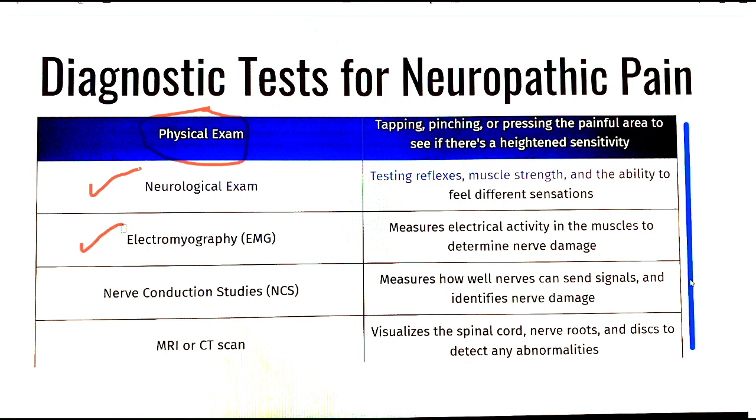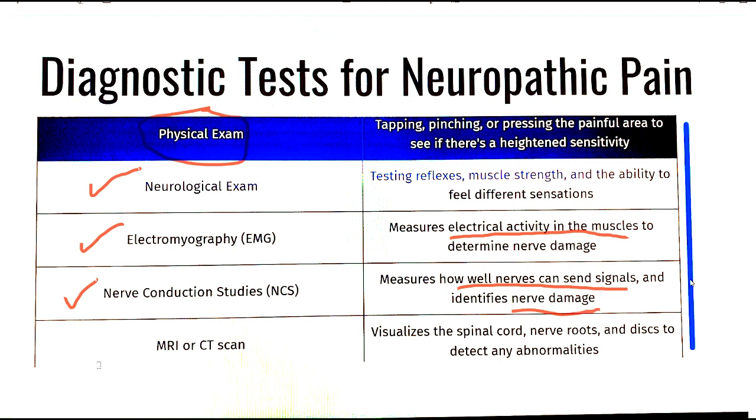The third type of diagnosis is electromyography. As the name indicates, it measures the electrical activity in the muscle to determine nerve damage. Another type of diagnostic test we can use is nerve conduction studies, NCS. This measures how well nerves can send signals and identifies nerve damage.